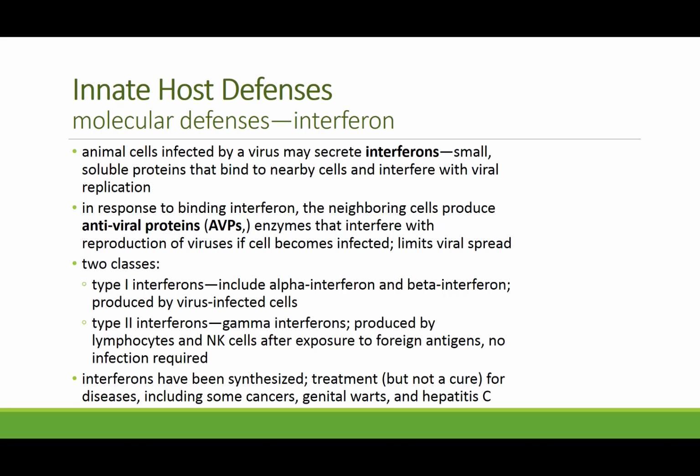Type 2 interferons are termed gamma interferons. They're produced by lymphocytes and by natural killer cells. So lymphocytes and NK cells can also make interferons, and they do it only once they've been exposed to the virus's antigens. They don't have to be infected by the virus in order to produce these gamma interferons.